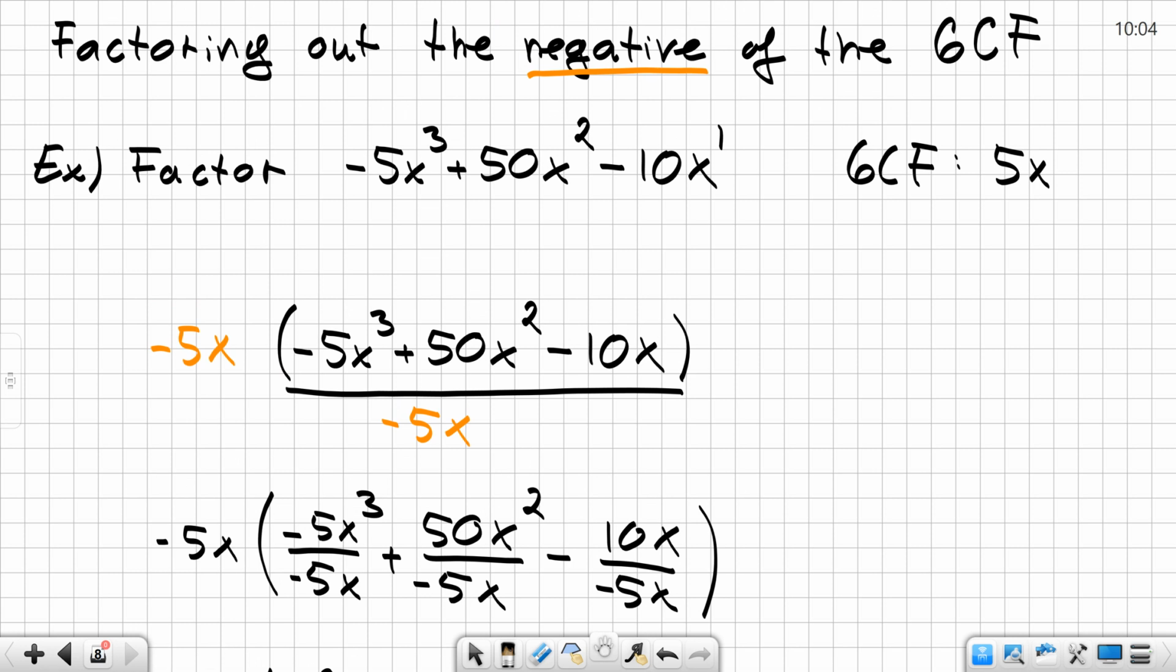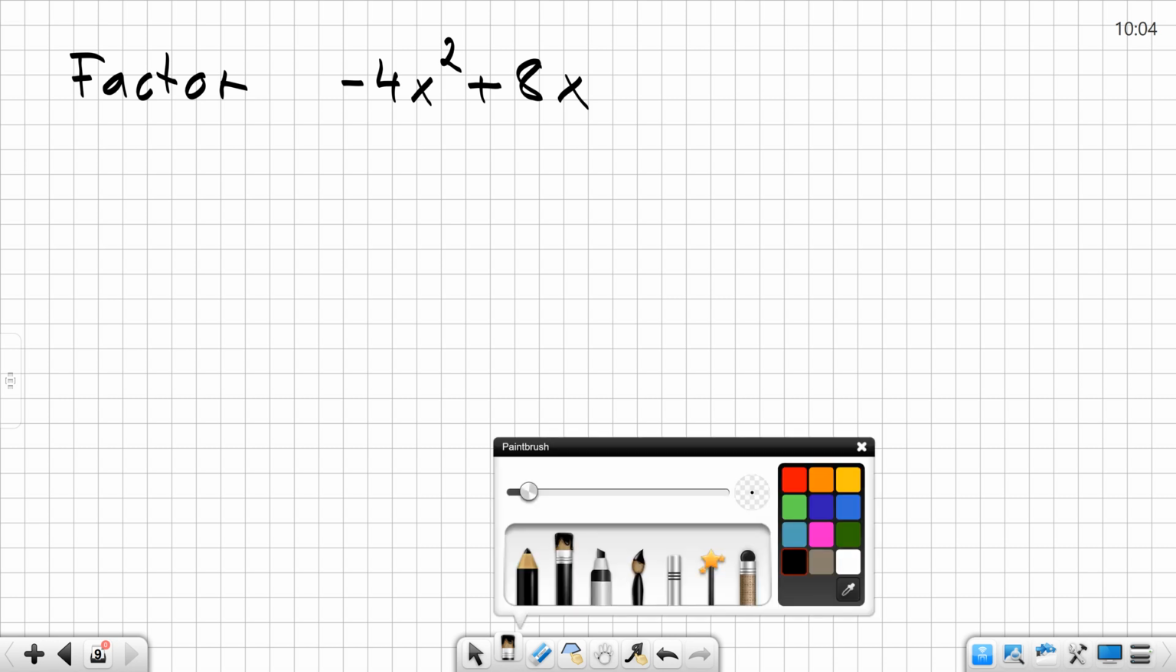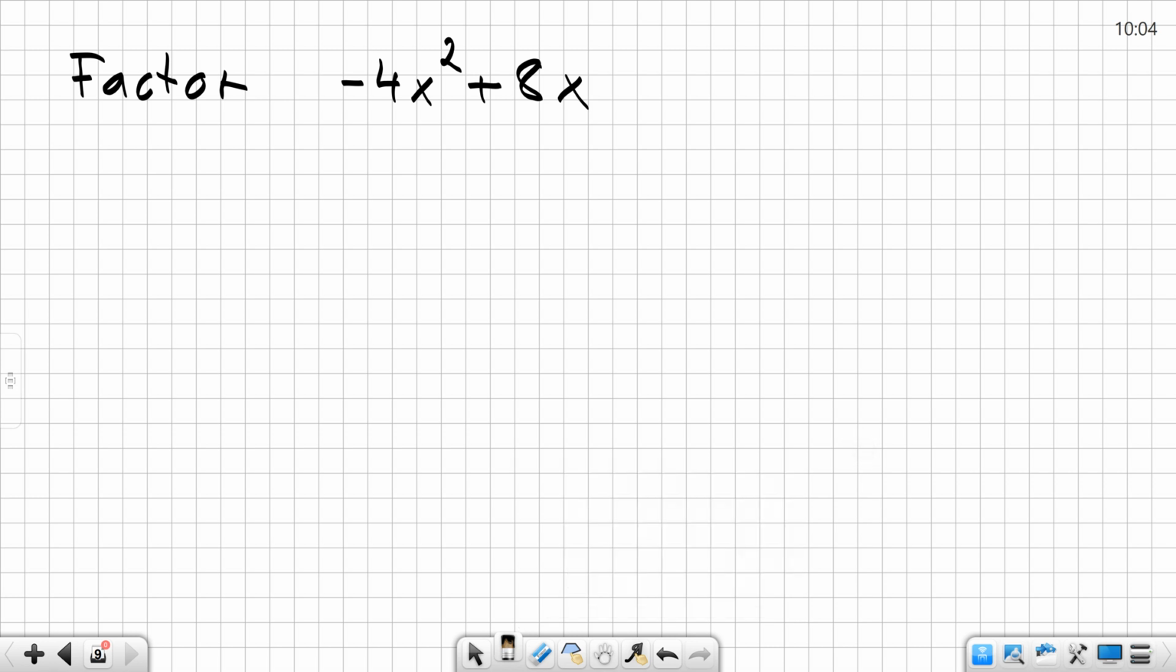Let's see if we have maybe one more example of this. Let's go ahead and look at the following. We want to factor a negative 4x squared plus 8x. All right, so if we are planning on factoring this, I notice that my polynomial starts with a negative sign, with a negative 4. So, strictly speaking, the GCF between these two monomials is 4x. But instead of factoring 4x, we will factor out a negative 4x.